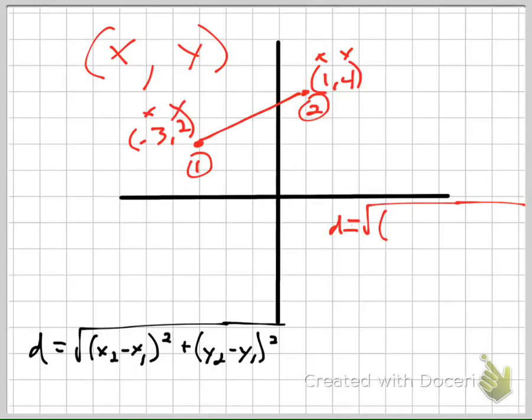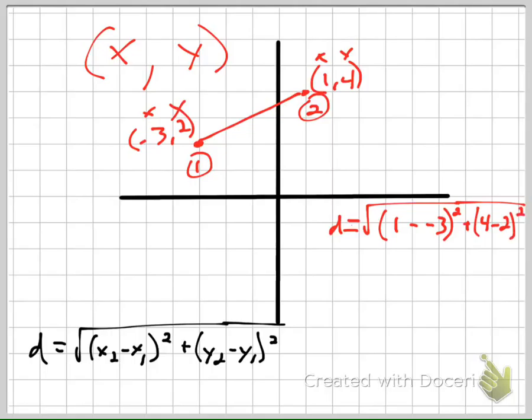Which one's x2? 1. 1 is 1 minus, what is x1? Negative 3. 1 minus negative 3. We'll fix that in a second. Squared plus, what is y2? 4 minus y1? 2. 2 squared.